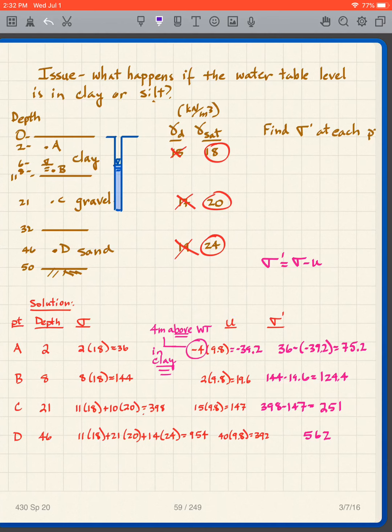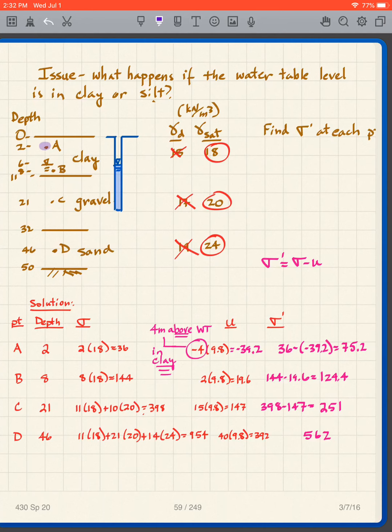So I put my piezometer at D, and what do I get? It goes to the water table, and that works out to be 40 times 9.8. I put my piezometer at C, goes to there, and that gives me 15 times 9.8. Point B, very short, it gives me 2 times 9.8. Okay, now here's the hard one, is A, okay?